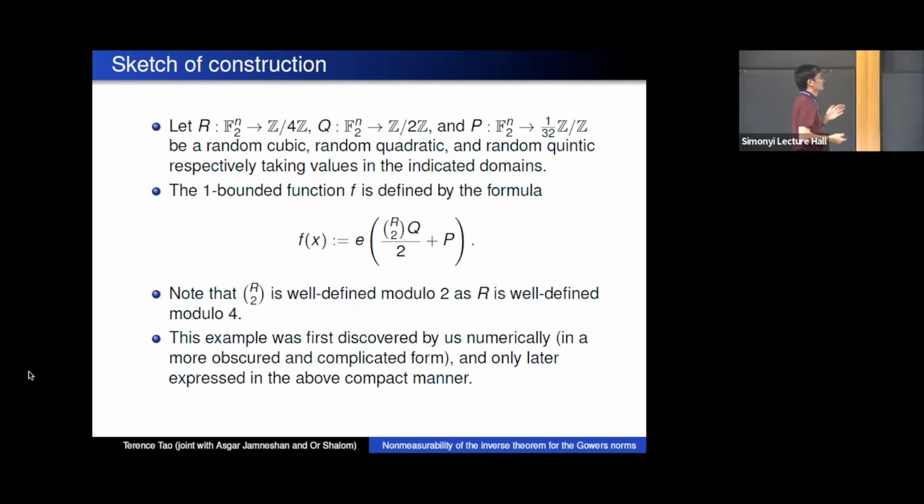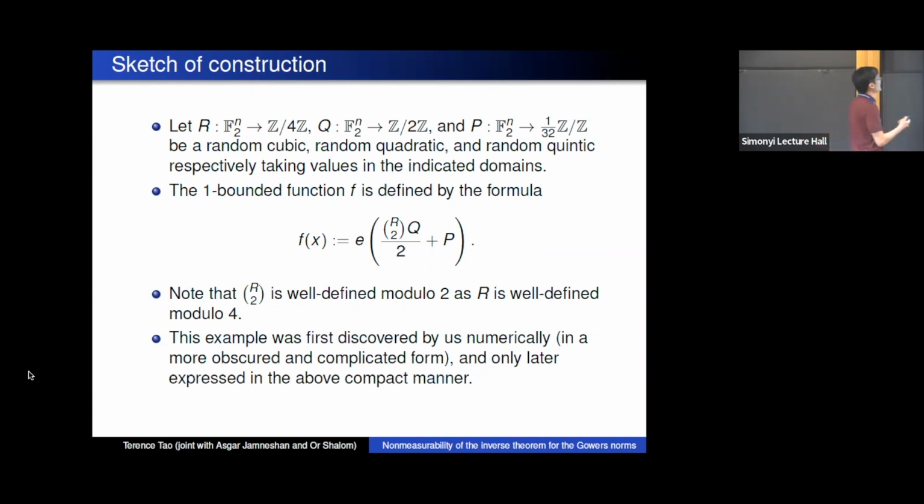The explicit construction actually turns out to be relatively compact. What you do is take a random cubic polynomial taking values in Z mod 4Z, a random quadratic polynomial taking values in Z mod 2Z, and a random quintic polynomial taking values in the 32nd roots of unity. Don't ask us why this works. This is just what the computer tells us is the first thing that works. So you take these three random objects and you form this combination.